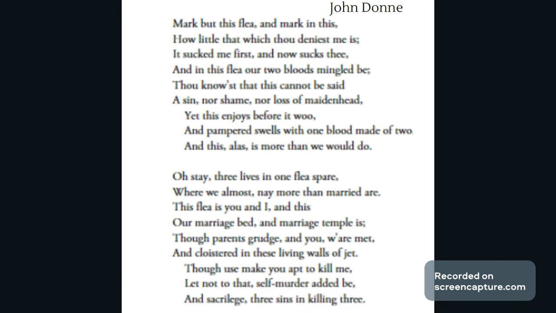We can see the case of how the flea becomes an extended metaphor in itself, and thus it would be the conceit of the flea as a marriage bed.